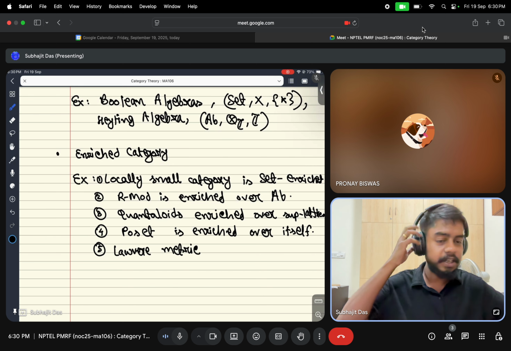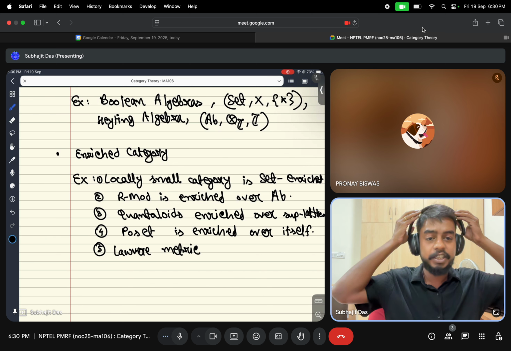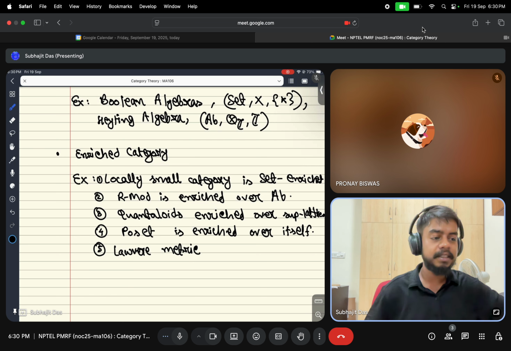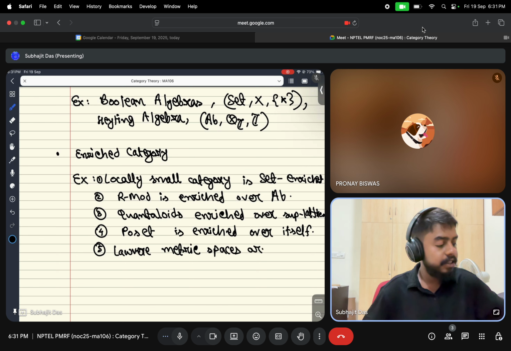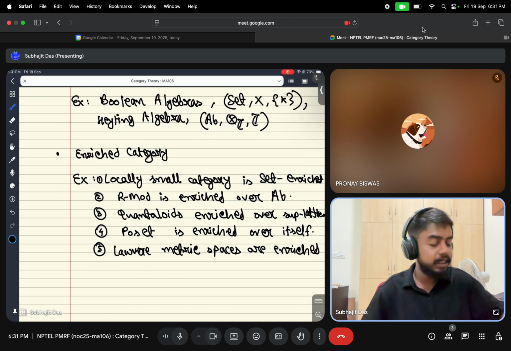did publish this first paper called The General Theory of Natural Equivalences, which is like the starting point of category theory. But it was actually Lawvere who came up with this idea of doing set theory without using elements, without accessing internal data, just using maps. So Lawvere metric spaces are enriched over a monoidal category. I am sure he has mentioned this example in detail, so I'll just write the example.